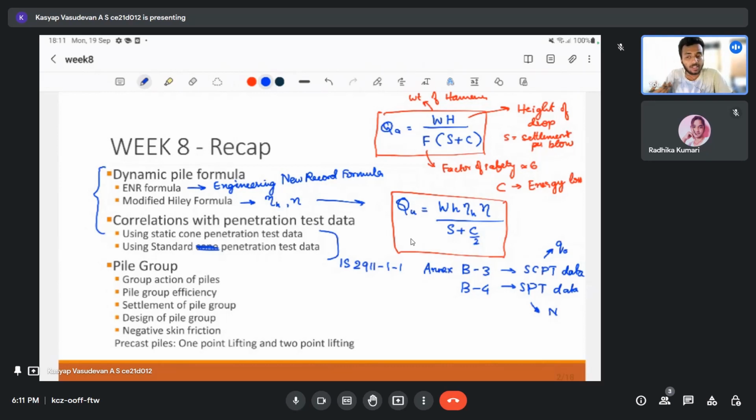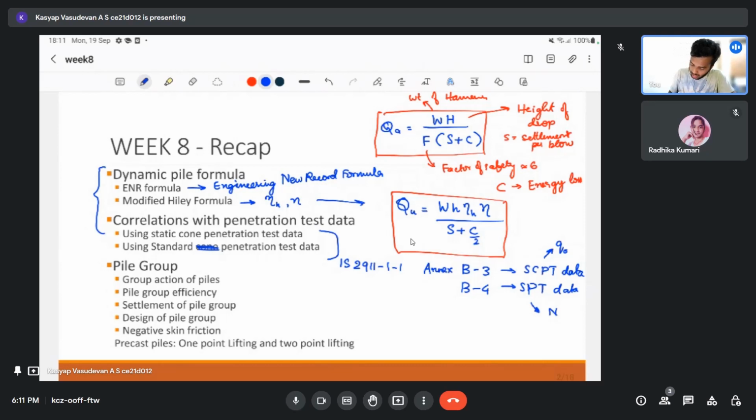At the same time, when the soil is loose, this group action can be very advantageous for the foundation, because it can increase the capacity. The loose sand gets packed after driving. So in the overlap region it is very dense, and that increases our efficiency. Hence comes the term pile group efficiency.